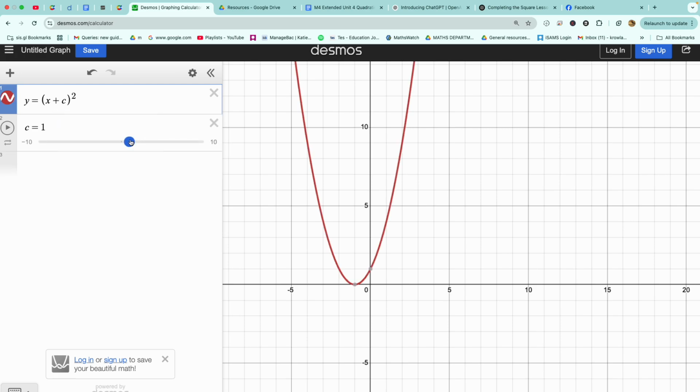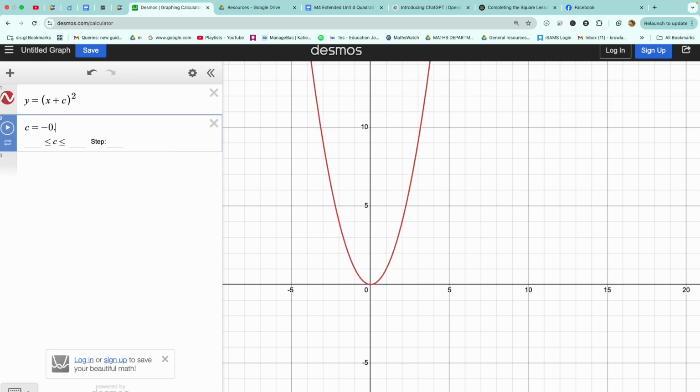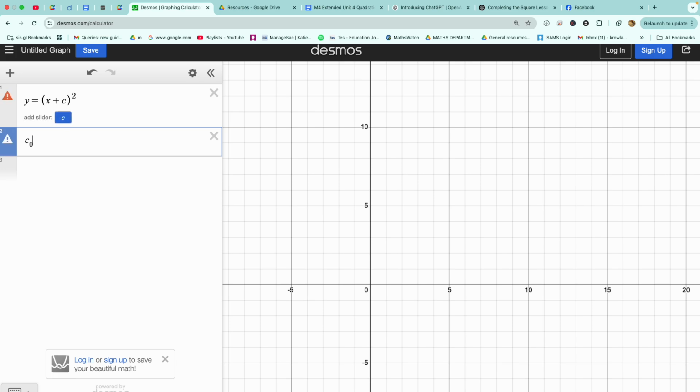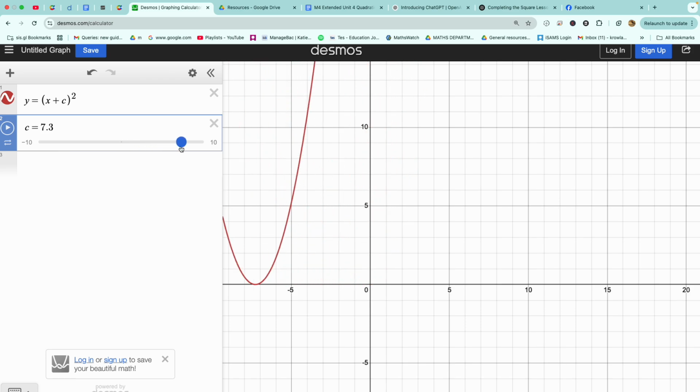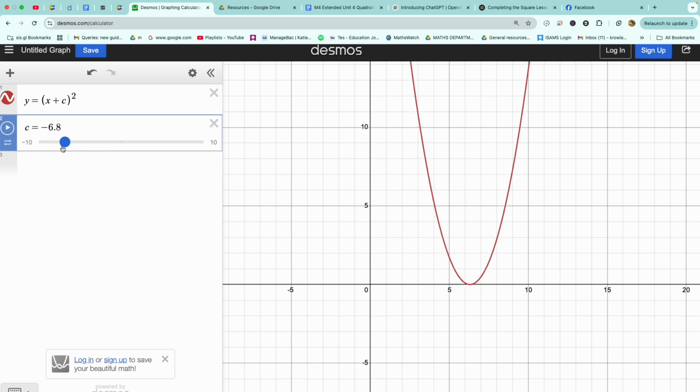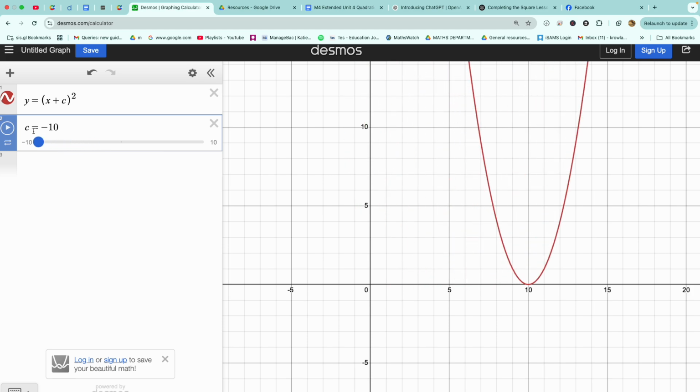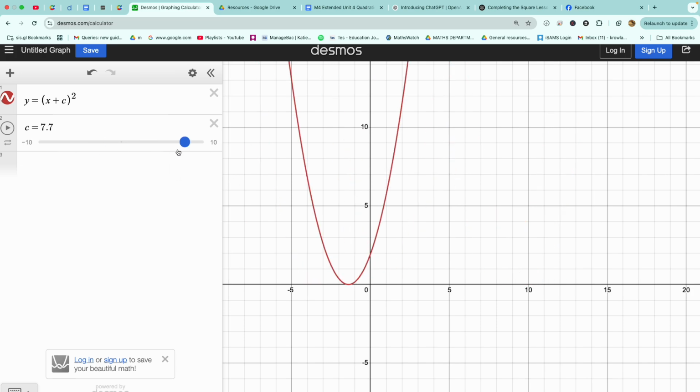You can see it's counterintuitive. What do I mean? So let's start at the number 0. If we start at 0 and we move the slider, if we move to the right, the graph actually moves to the left. And if we move to the left, the graph moves to the right. So if C is negative, the graph is transformed to the right. And if C is positive, the graph is moved to the left.